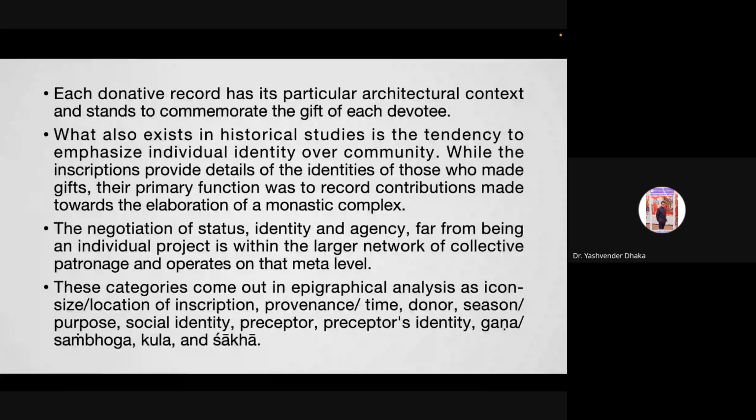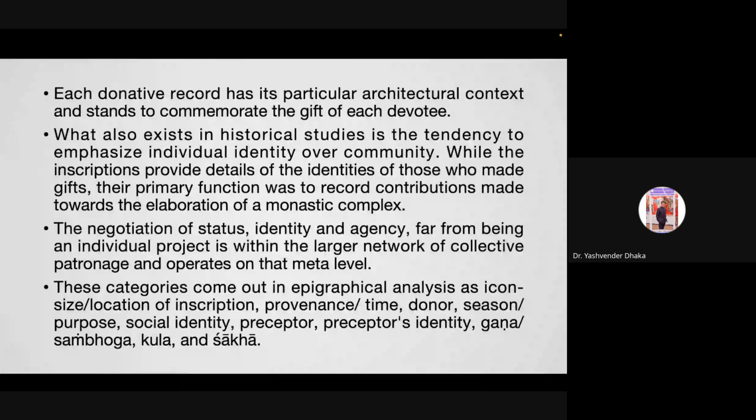While the inscriptions provide details of the identity of those who made the gifts, their primary function was to record contributions made towards the elaboration of a monastic complex. So the religious structure is more important. And the negotiation of status, identity, and agency, far from being an individual project, is within the larger network of collective patronage and operates on that meta level.